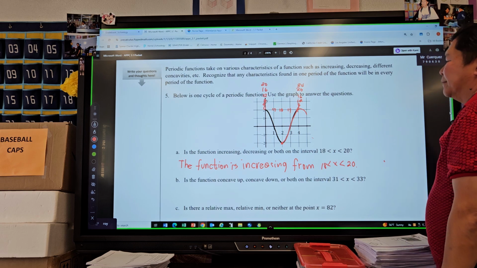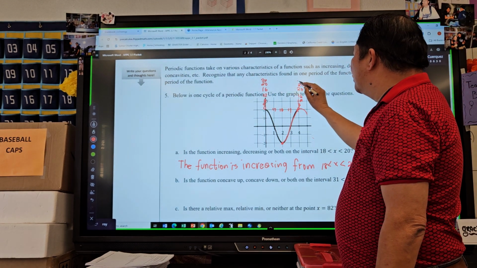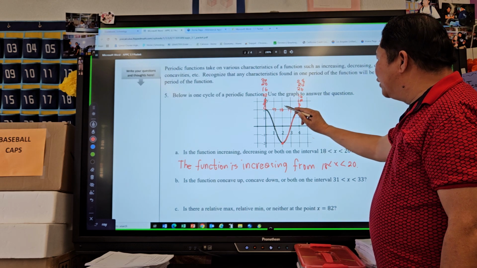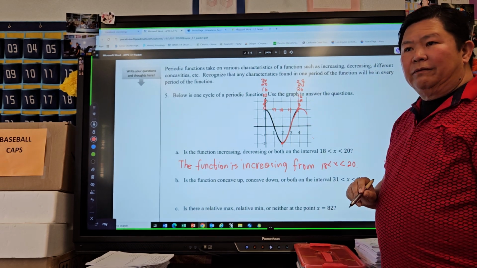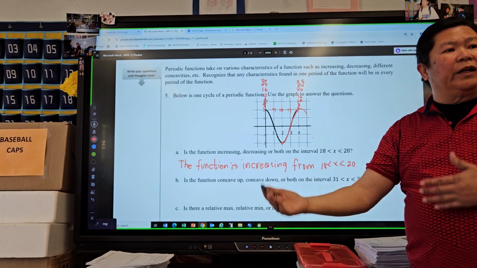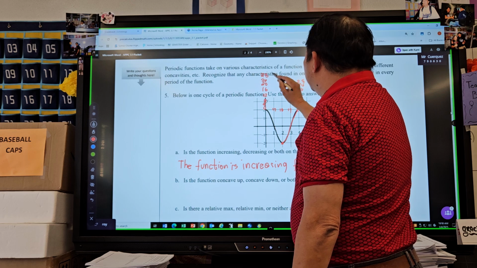Okay. So the next cycle would be 24 to 28. That means 24, 25, 26, 27, 28. Clear? So what's the next cycle, guys? 28 to 32.